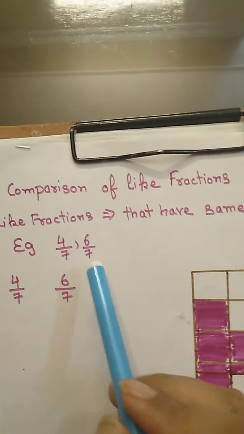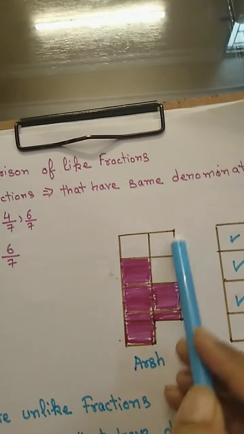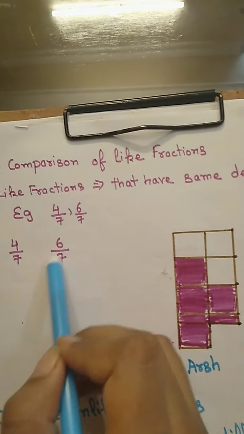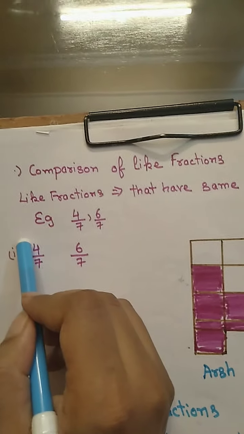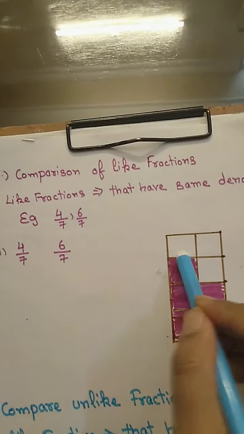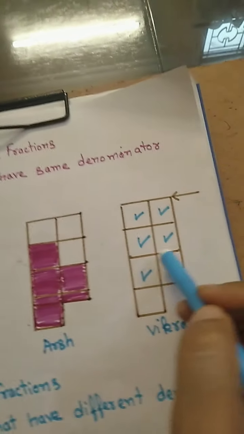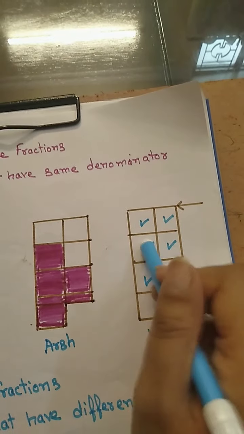So I have drawn chocolate, 8 parts of chocolates. 7 parts of chocolates, as this is the whole number of parts in the denominator. Similarly, now I am going to give 4 chocolates to Ash. 1, 2, 3, 4 given. And 6 parts of chocolate to Vikram. 1, 2, 3, 4, 5, 6.